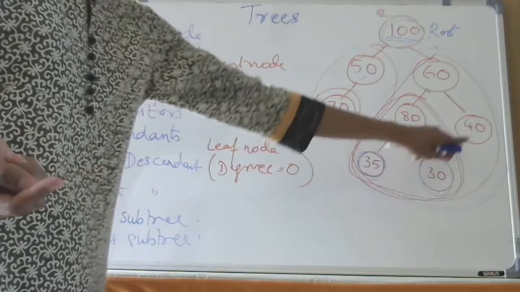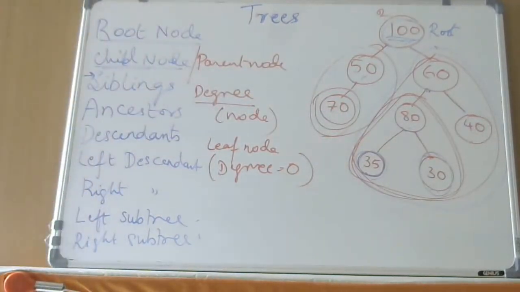Similarly, 30 is a leaf node. 40 is a leaf node. 70 is a leaf node. They are called leaf nodes.